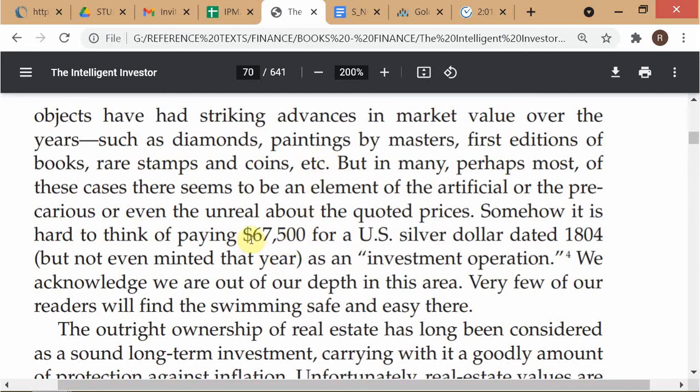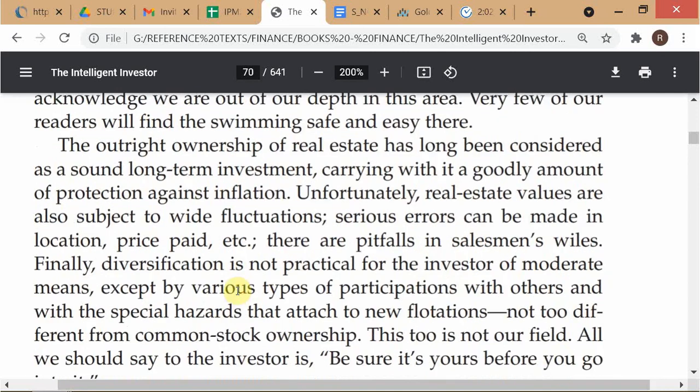Although he's saying that it's not an investment operation, that's not really true. There are people who actually are running a business in these kinds of domains. So anyway, he doesn't want to do it. That's fine.